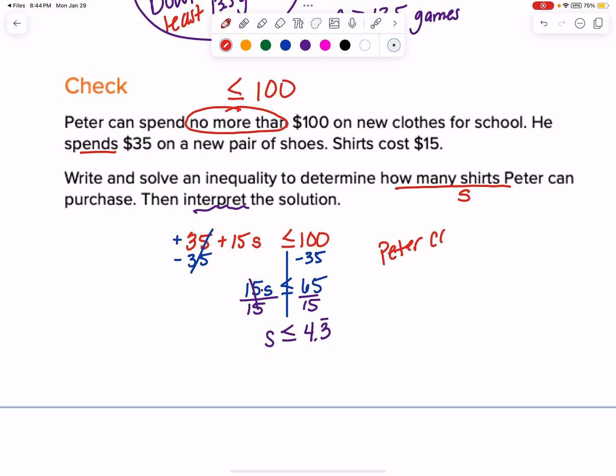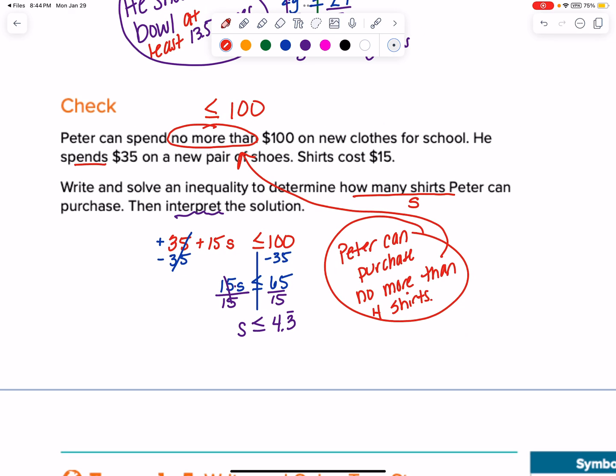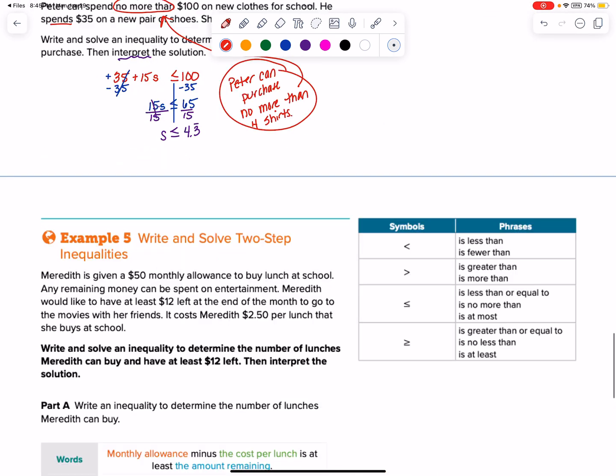So Peter can purchase no more than, we have to use that phrase from above right there, no more than 4, because we're not going to do 4.3, that doesn't make sense. No more than 4 shirts. So you've got to have a little bit of common sense with what's going on. Okay, all right. And that'll be the true situation there.